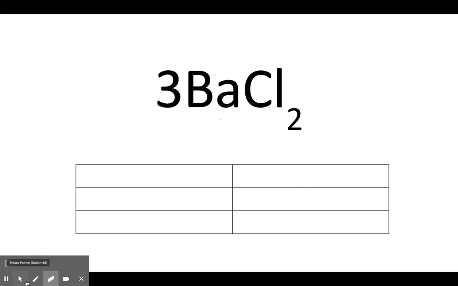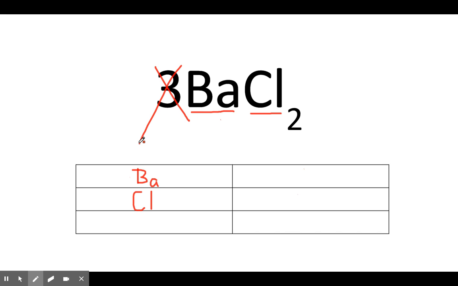Now, this one's a little bit different because we do have a coefficient. So we're going to start this one just like we do all of the others. So we're going to start by writing out the elements that we have present. We have barium and we have chlorine. Now, at the beginning, we are going to ignore this coefficient. We want to know first how many of each atom we have in one molecule before we figure out how many total atoms there are. So we have 1 barium, so we're going to put 1 here, and we have 2 chlorine.